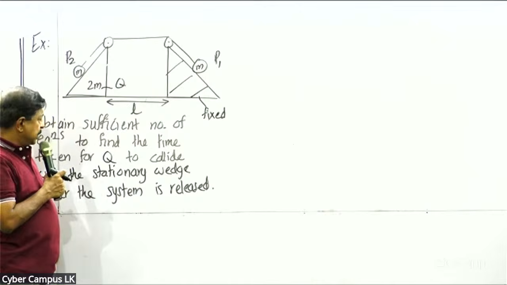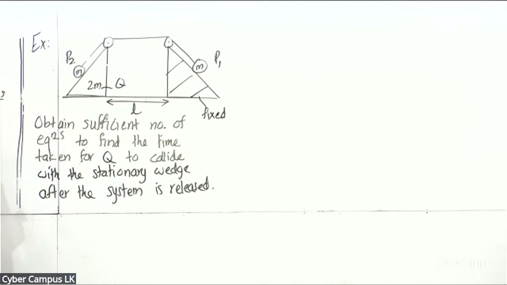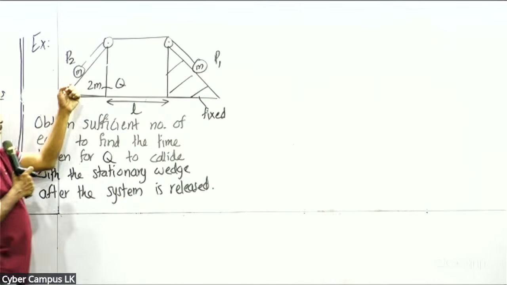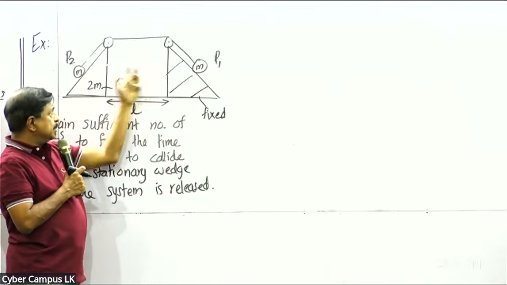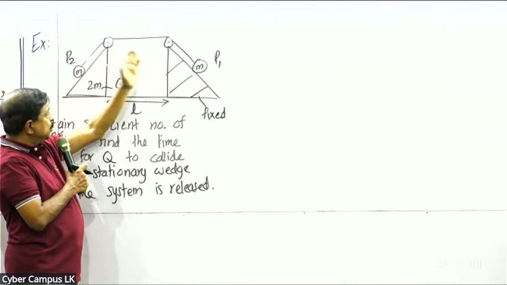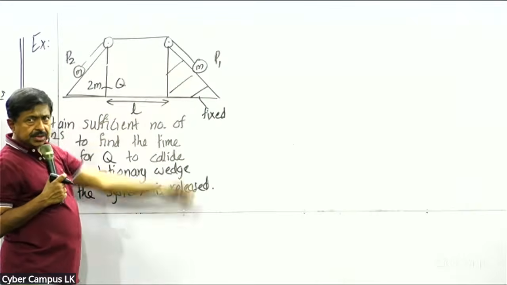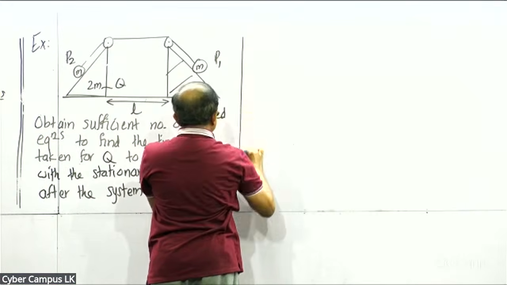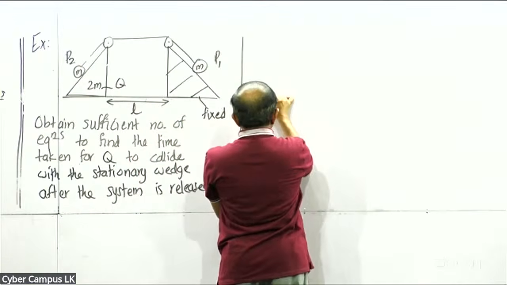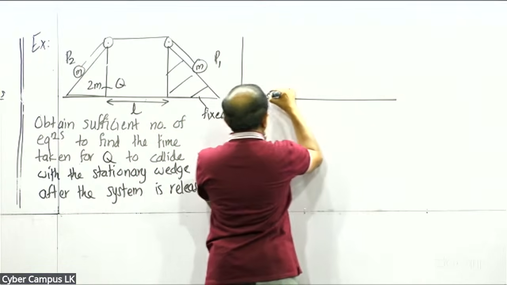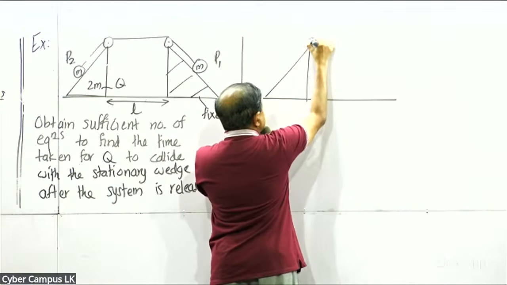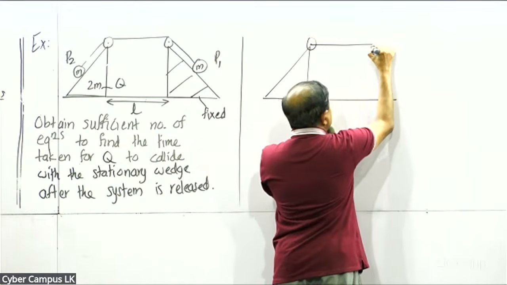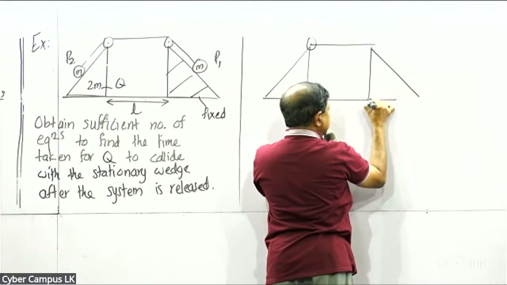So we need to again find a sufficient number of equations to find the time taken for this wedge to collide with the stationary wedge. Now we'll see how to do this. First, let's mark the accelerations. Here, don't try to be too detailed.